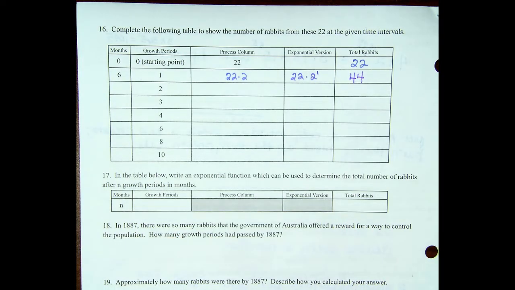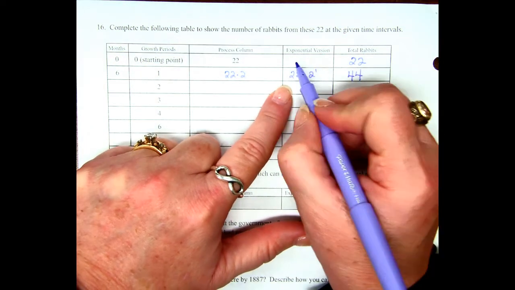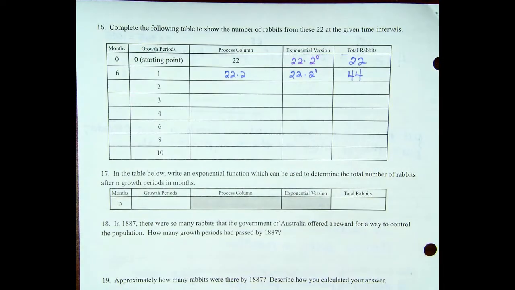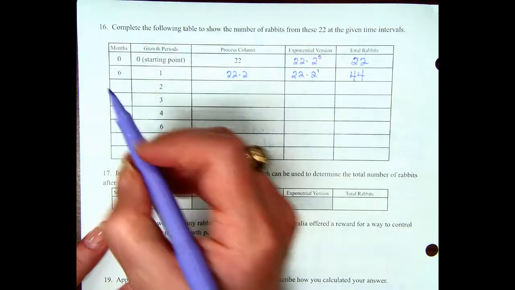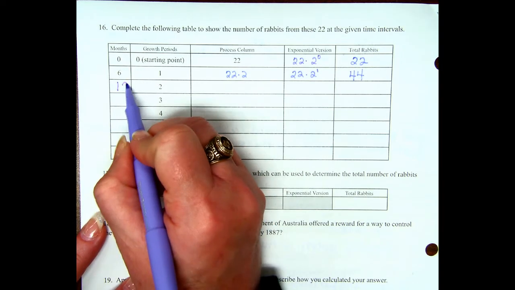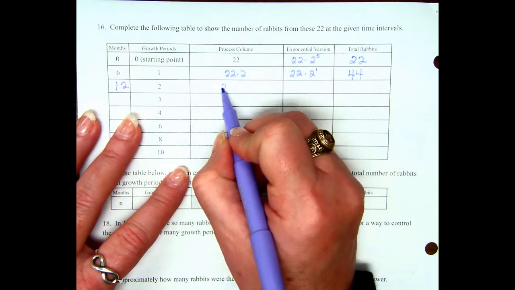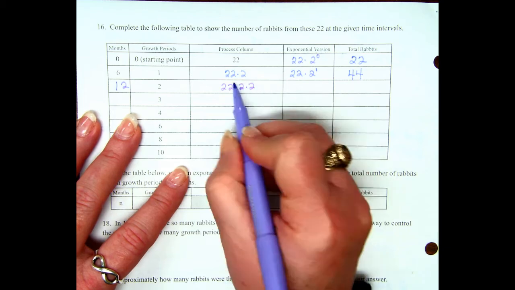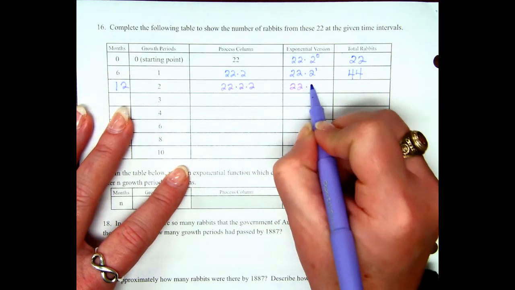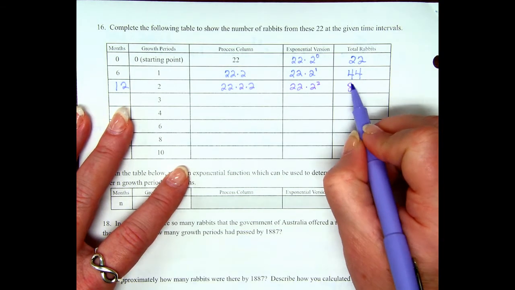Now can we go back to the exponential version right above it? We know what it has to look like. We know the pattern, right? So what is it? Times 2 to the 0. Excellent. Okay. So 0 months, then 6 months, then 12 months, because that's 2 growth periods, right? 2 doubling periods. So 22 times 2 times 2, because it's that one, times another one, right? So 22 times 2 to the second, which is 88.